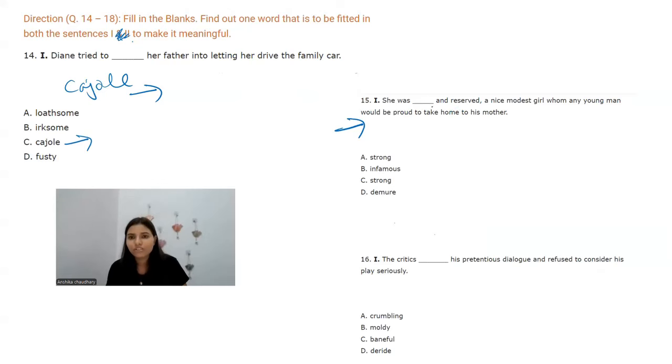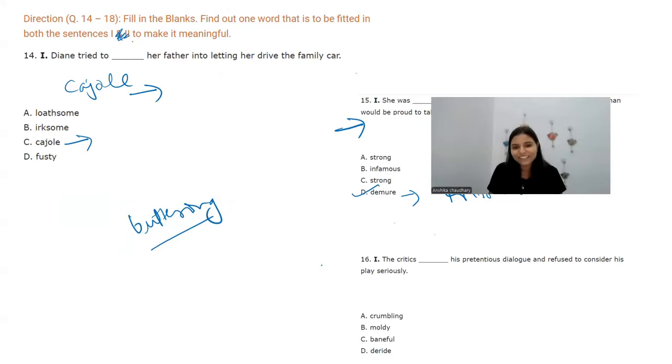The next question is: "She was dash and reserved, a nice modest girl whom any young man would be proud to take home to his mother." Here we are talking about a girl who has a reserved nature, so we have to use a particular word that will be suitable here. Demure means one who is not so open to everyone, or we can say introvert, or sometimes we can relate it with hesitant, right? So demure will be the correct answer, because she is a demure person. She is not open to everyone. Every guy will want a woman to make his wife who is not open to everyone, right? You are guessing my point, I know. Let's move on to the next question.